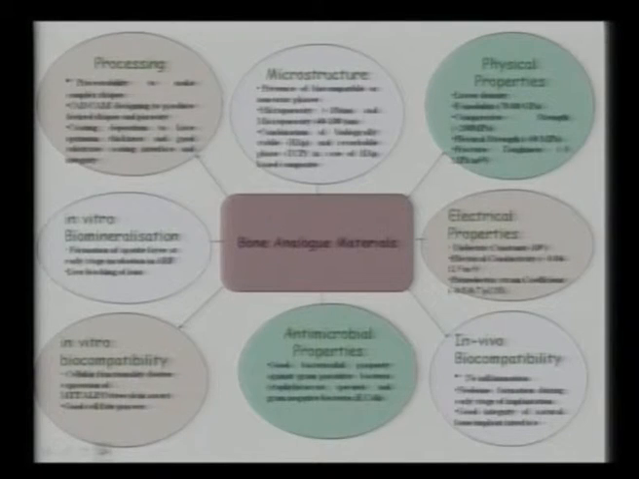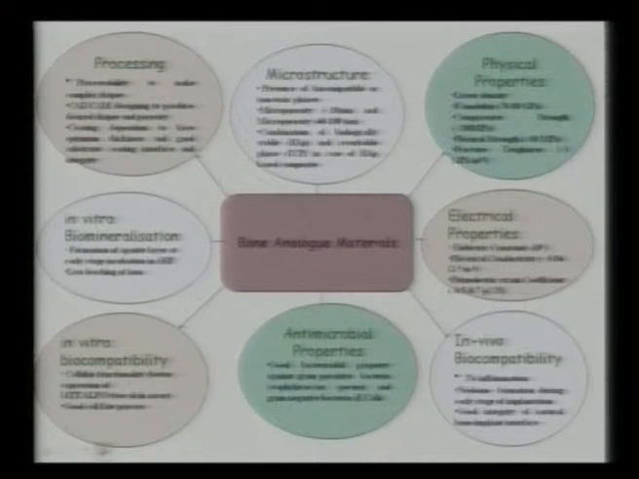This gives more details about the different bone analog materials. Now the property requirements for different bone analog materials: there are 3 plus 2, 5, plus 3, 8 circles surrounding this. That means there are 8 different aspects you need to take care of when you are developing bone analog material. Bone analog means bone replacement materials.